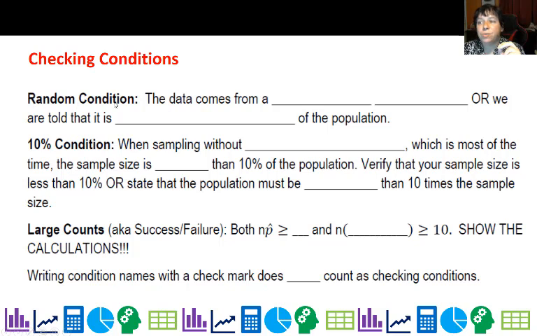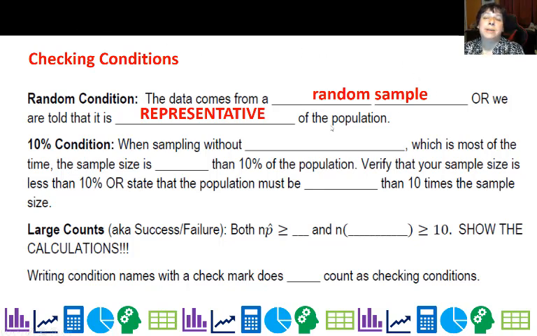First of all, there's the random condition. And that's basically that you need to know that your data either comes from a random sample or you're told that it is representative. If they say it's representative, you're fine, because that's the whole point of taking a random sample is to have a representative sample. Now, the 10% condition, that comes into play when we sample without replacement, and that's most of the time.